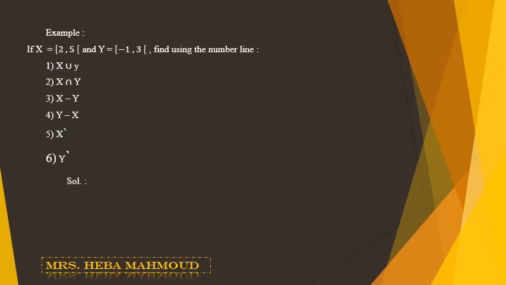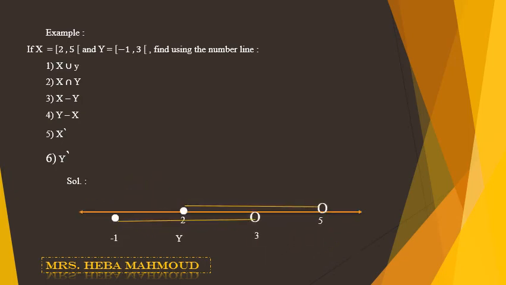Solution. First, we have to draw a number line and write on it the two intervals: x is closed 2 and 5 open, and y is -1 closed and 3 open. To find the solution of first, x union y, we take from the smallest number of the two intervals to the greatest number of the two intervals, so it will be from -1 closed to 5 open. Solution of 2, x intersect y equals the intersection part between x and y, which is 2 closed and 3 open.